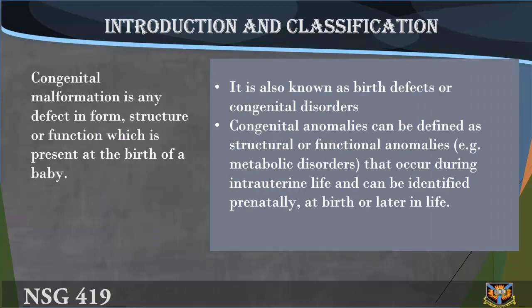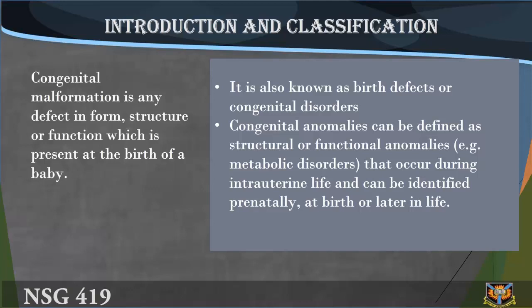Introduction and classification. Congenital malformation is any defect in form, structure, or function which is present at birth of a baby. It may be brought about by genetic causes, non-genetic causes, or a combination of these. Although congenital abnormalities may be genetic, infectious, nutritional, or environmental in origin, most often it is difficult to identify the exact causes.